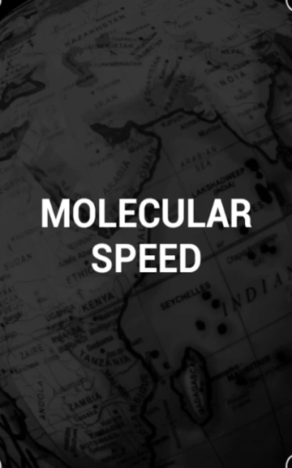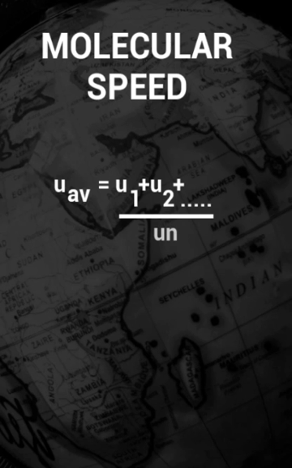The topic which I am going to take now is molecular speed. It is given as a supplementary material towards the end of your textbook. If a given sample has n number of molecules where individual molecules have speed u1, u2, u3, etc., then average speed of the molecule u average is given as u1 plus u2 plus etc. divided by n.